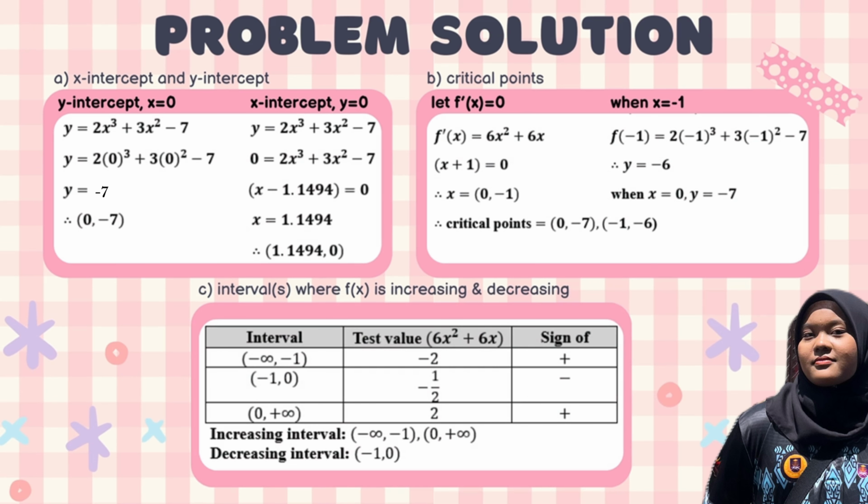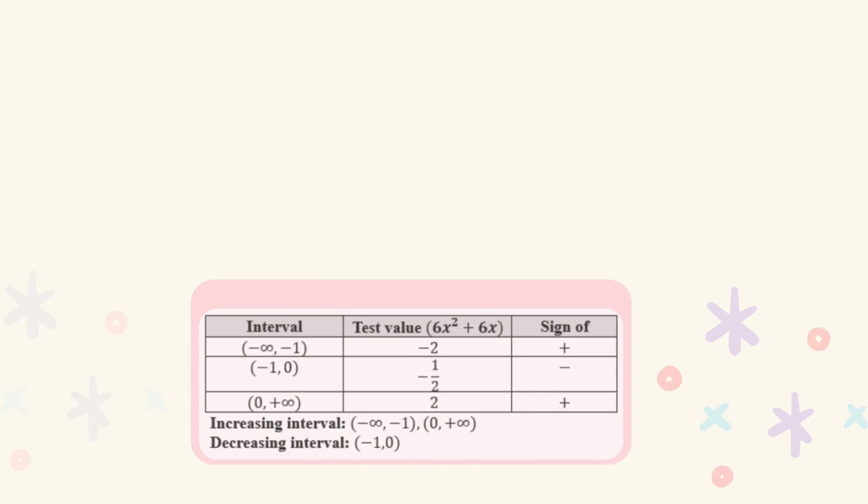Third, we're going to find the intervals where f(x) is increasing and decreasing. By using the values of x, we got three intervals, which are (negative infinity, -1), (-1, 0), and (0, positive infinity). Choose any valid value for each interval and substitute it into the test value function. So finally, we got that f(x) is increasing on the intervals (negative infinity, -1) and (0, positive infinity), and f(x) is decreasing on the interval (-1, 0).